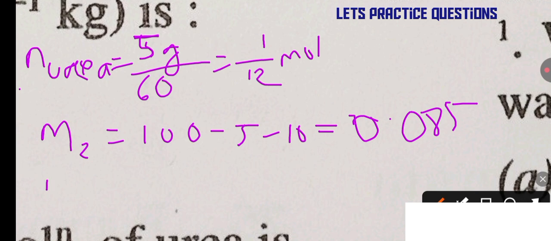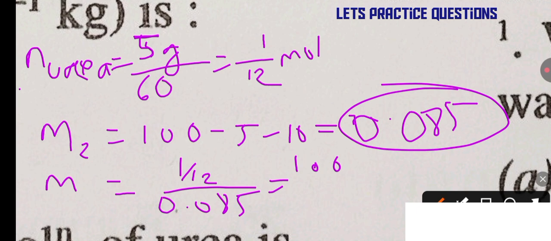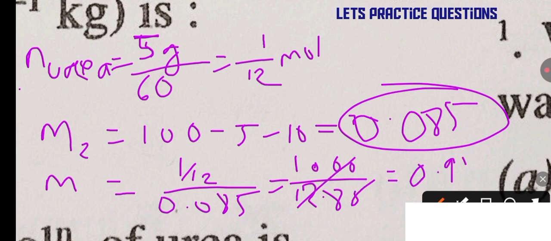Here we calculate the molality of the urea, that is moles of solute 1 by 12 divided by mass of solvent, that is water in kg, it is 0.085. In simplification, that is 1000 divided by 12.85. In simplification, we will get the answer, that is 0.98.